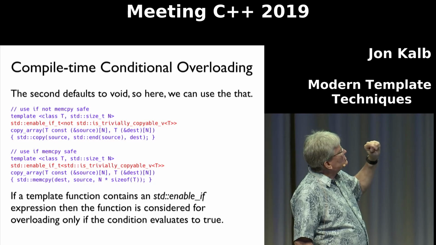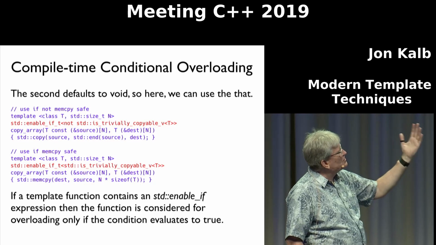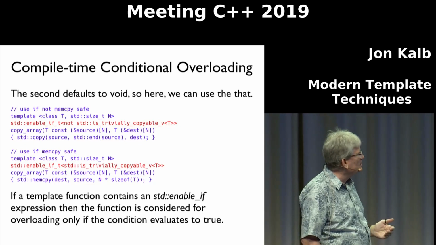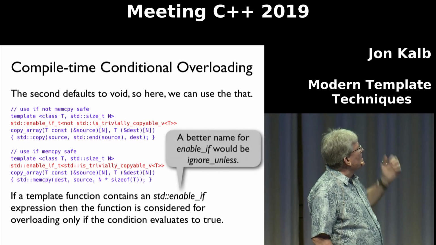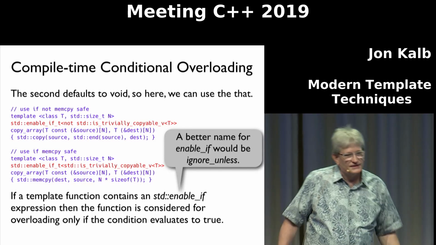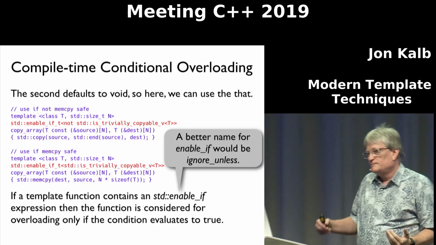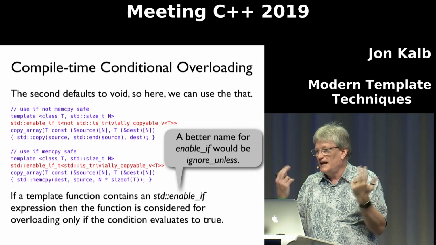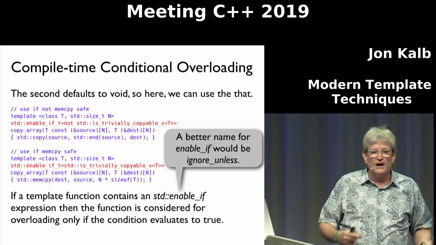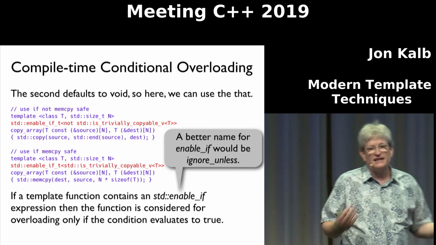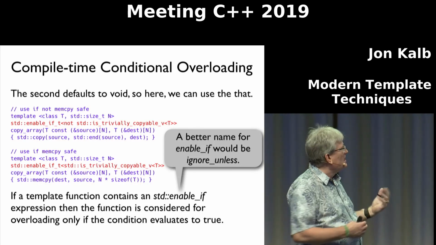So it turns out that for enable if, there's a default parameter which happens to be void, so I don't actually need that. I could write it a little bit simpler here. A better name for enable if would probably be ignore unless, because templates are inherently enabled. We don't actually have to enable them in practice. This is a special magical way to essentially say, don't enable this or disable this. And so that's actually probably a better name for it.